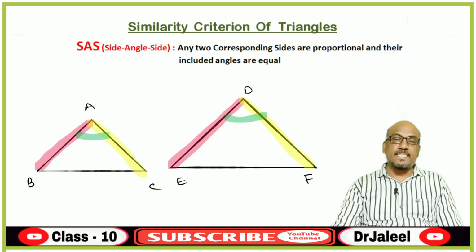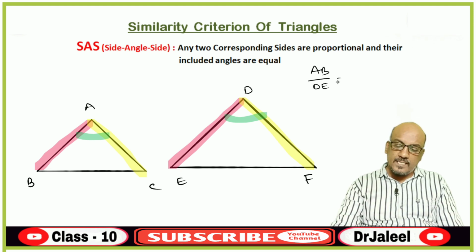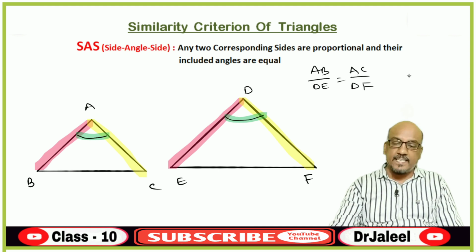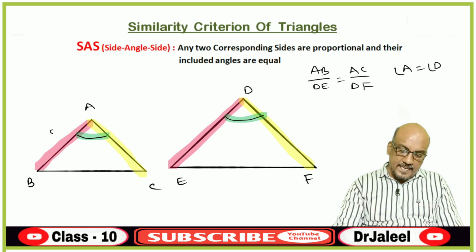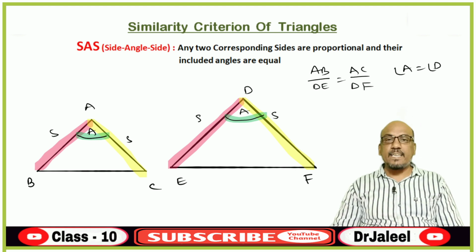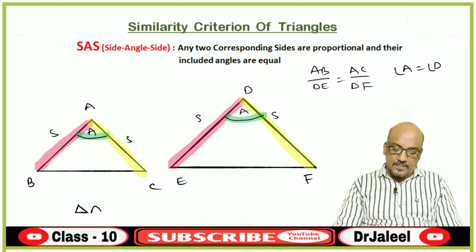So here two sides are proportional. What are they? AB by DE is equal to AC by DF. Two sides are proportional and their included angles, angle A and angle D, are equal. So it is side, angle, side. So we say it as side, angle, side similarity. So we can represent these two triangles as triangle ABC similar to triangle DEF.